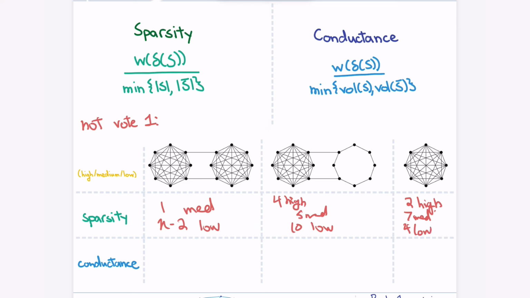Okay, let me clarify one thing. High sparsity just means a higher ratio, minimized over all S. So no matter how you try to cut this, you're going to cut a lot of edges compared to the number of vertices on each side. So this is probably the highest sparsity. At least two of you went the wrong direction. And now for these two graphs, the sparsest cut is probably just the middle two edges.